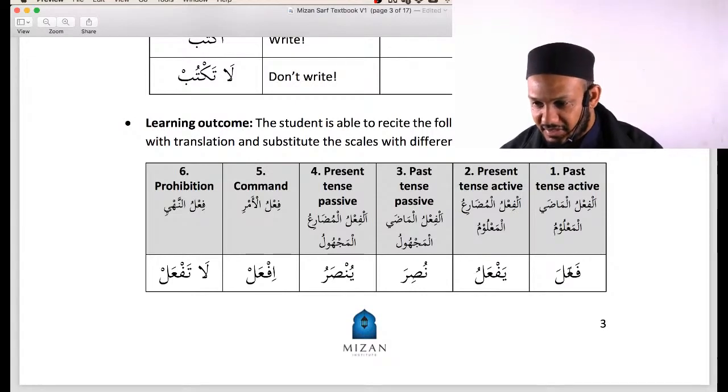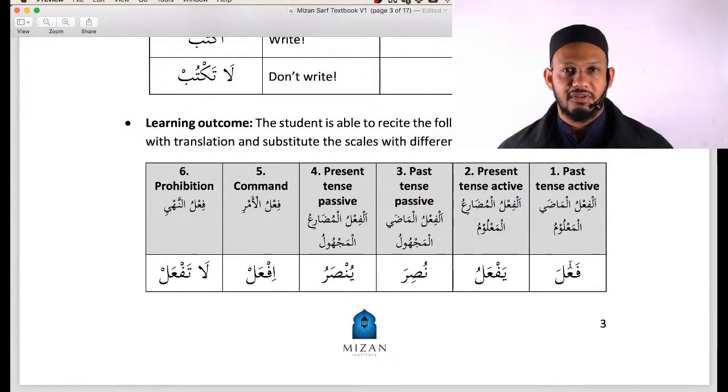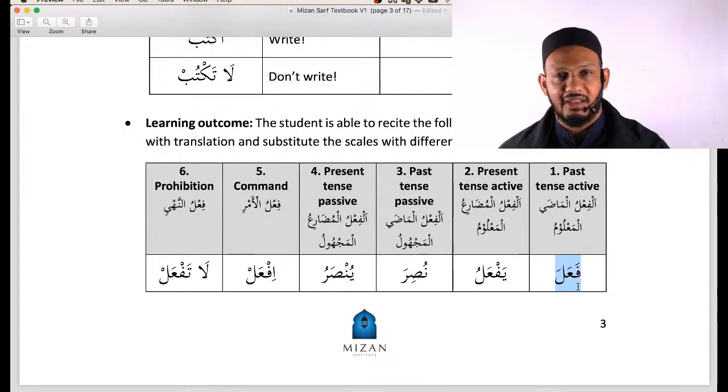Fa'ala is to do together, inshallah. Fa'ala, fa'alu, fa'alat, fa'alna, fa'alta, fa'altum, fa'alti, fa'altunna, fa'altu, fa'alna. So that's one tick you must know. Am I able to do the fa'ala scale? And am I able to put other root letters on the scale? Like nasara. Nasara, nasaru, nasarat, nasarna, nasarta, nasartum, nasarti, nasartunna, nasartu, nasarna.